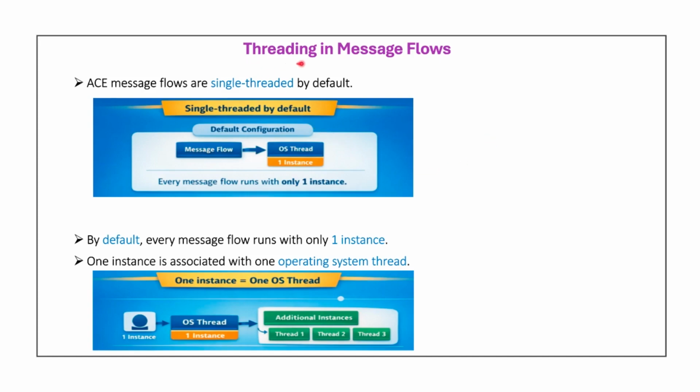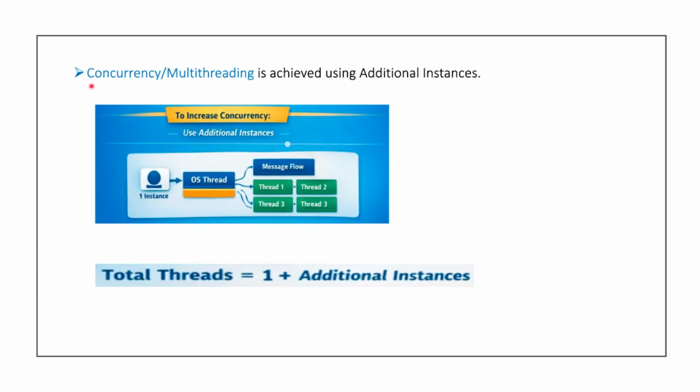In this lecture, we will see what threading is in message flows. Later, we will see how we can manage these threads using WebUI. In ACE, message flows are single threaded by default. One message flow is run by one thread, and every message flow runs with only one instance. For each instance, one operating system thread will be assigned. By default, a single thread is assigned to a message flow instance.